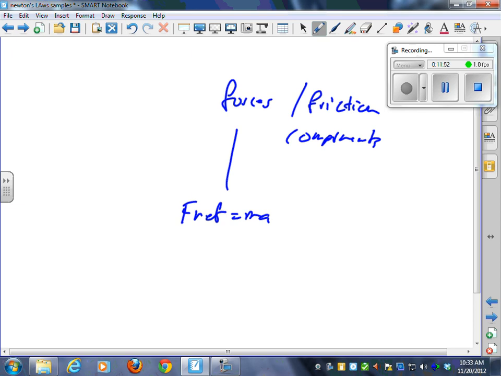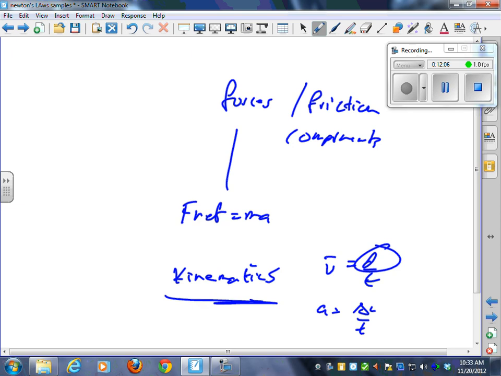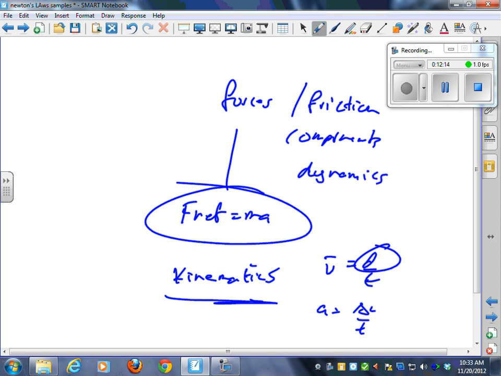The only way to get to kinematics, like V bar equals D over T and A equals delta V over delta T, to get to distance, you have to go through F net equals MA. It's the bridging formula that takes you from dynamics, the forces, to kinematics. Okay? It is truly the most important formula. Probably the easiest one too. But that's what we're going to do today.